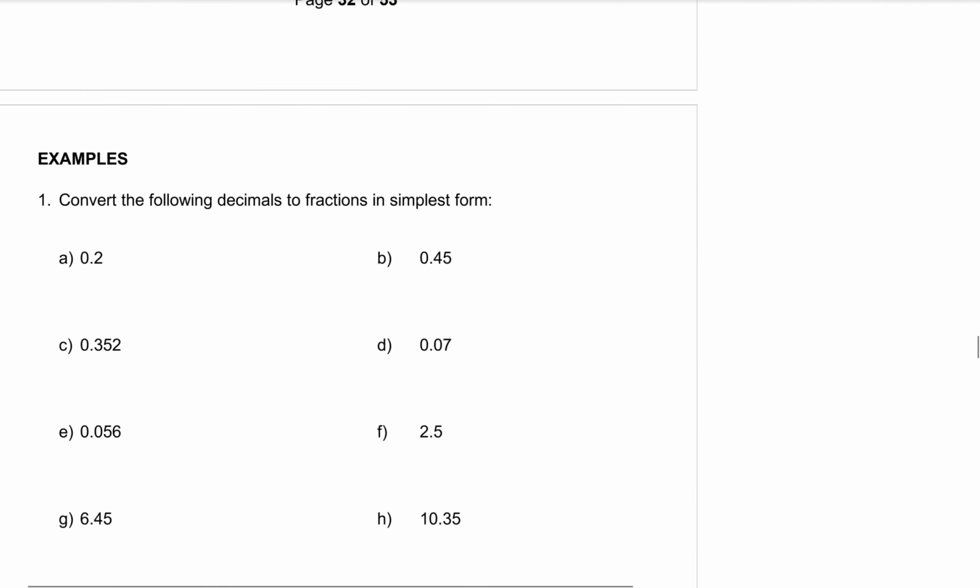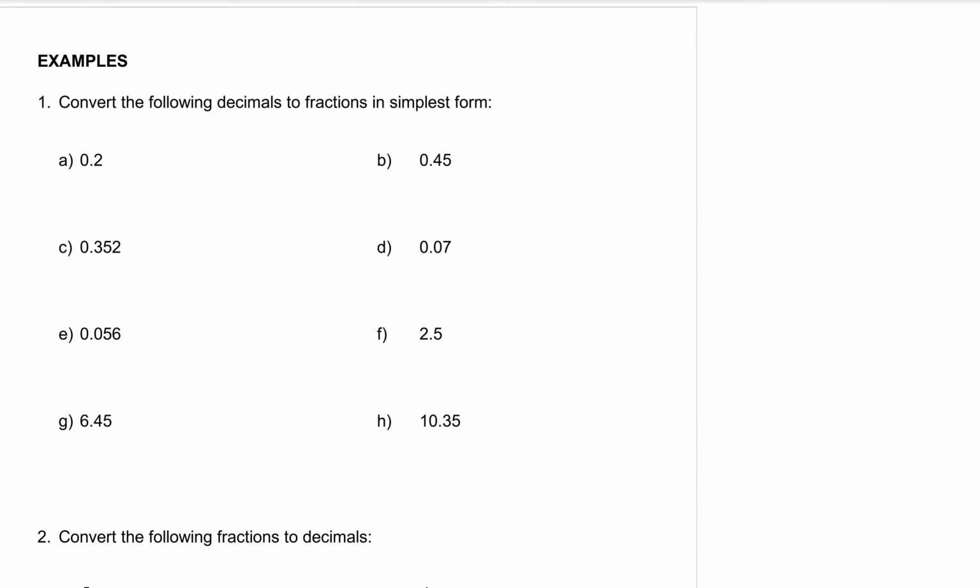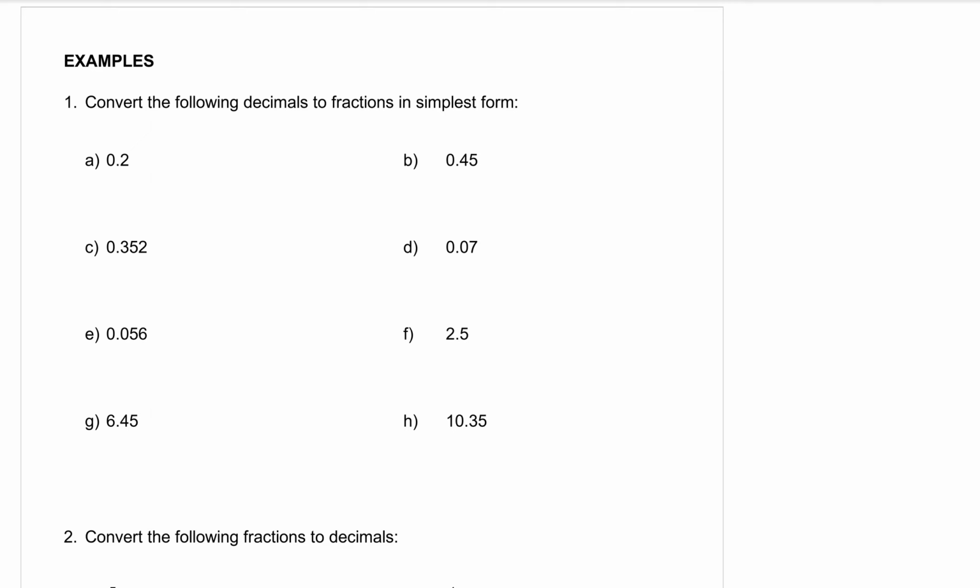So examples. There's a few here, but they should be nice and quick because we're going to be using our calculator mostly. For the first one, I'm just going to do a quick recap for those who like to do things without calculators. If I have 0.2, the 2 is in the tenths position. So without a calculator, I would put the 2 on the top and I would put 10 on the bottom.